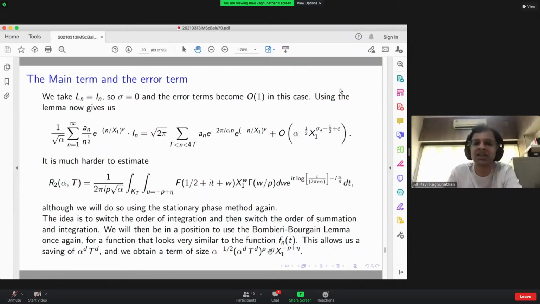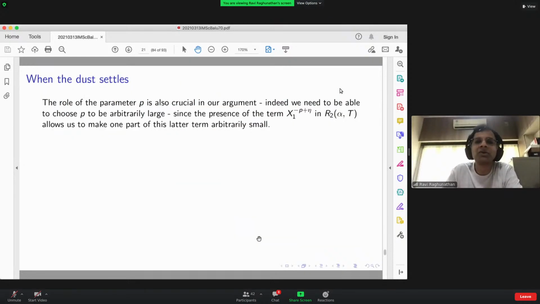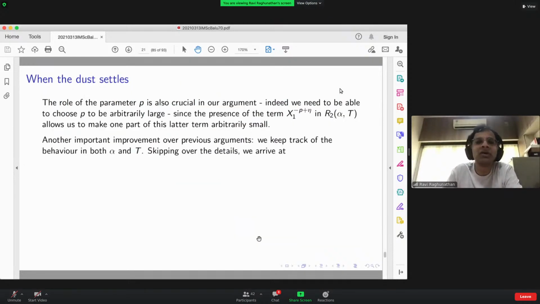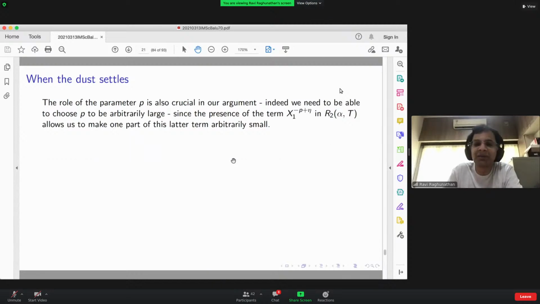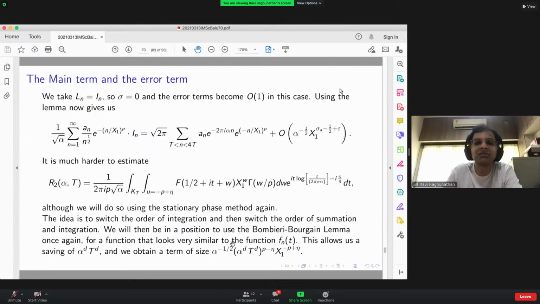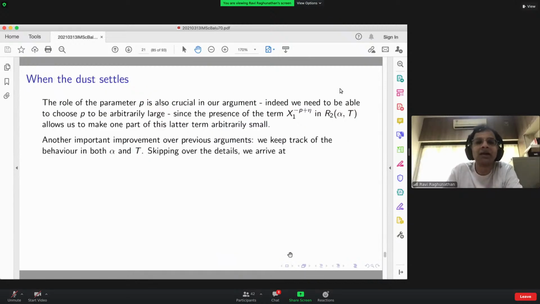Okay, that's it. I'll make two more remarks, and as I said, I'm already a minute over. The role of this parameter p is also crucial. When we break up this R2 alpha t, allowing p to be large is important, because then you can make this term very small. Another important improvement over previous arguments is that we keep track of the behavior in both alpha and t.